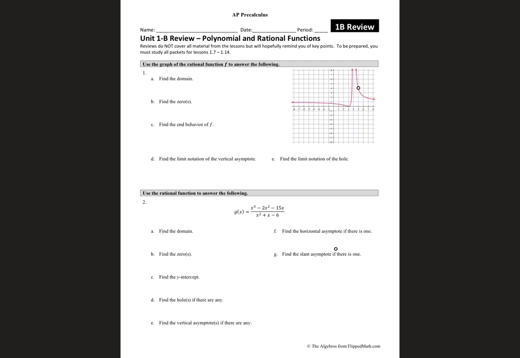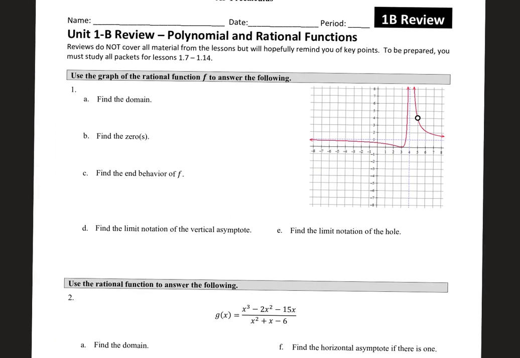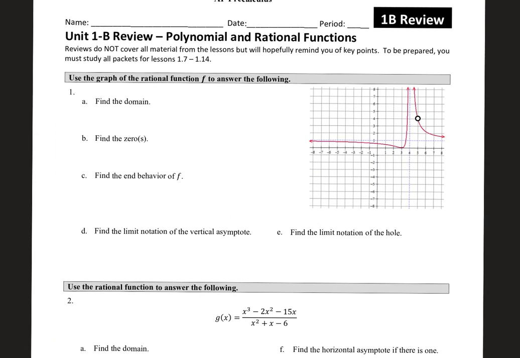This video is going to go through the solutions to your test review questions. So we start with the graph, and it says to find the domain, the zeros, and behavior. So when you're looking at your graph, the things that stop your domain are your vertical asymptotes and your holes.